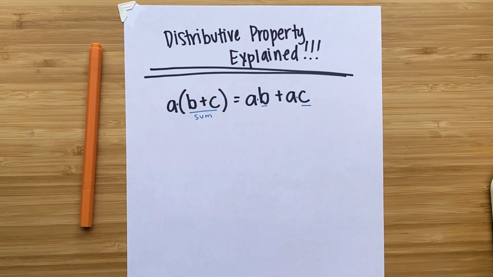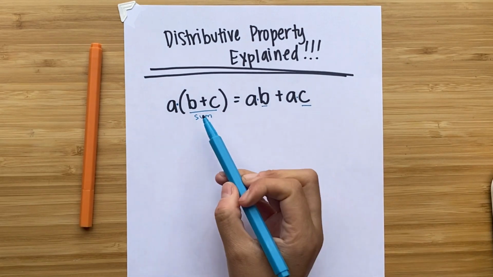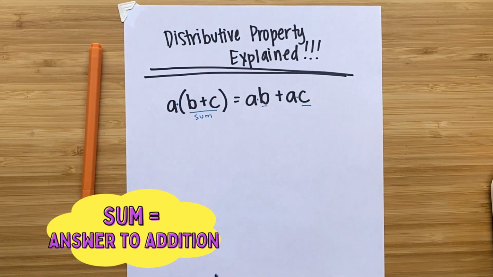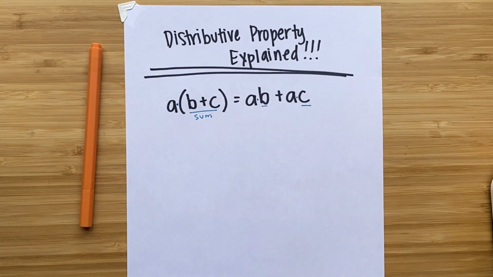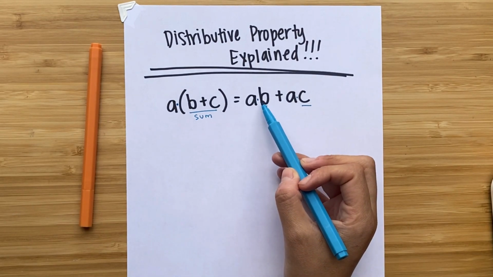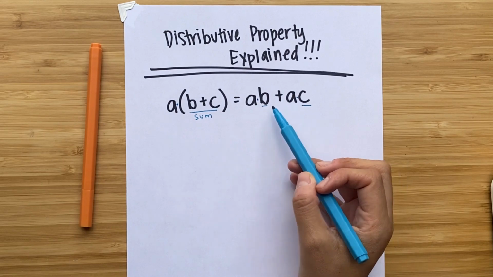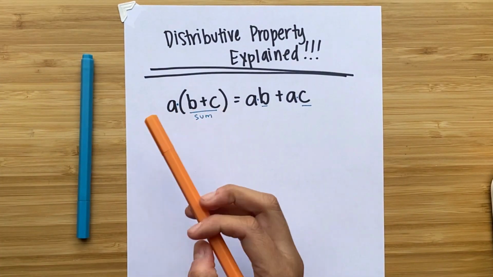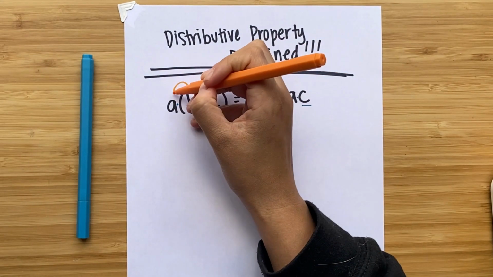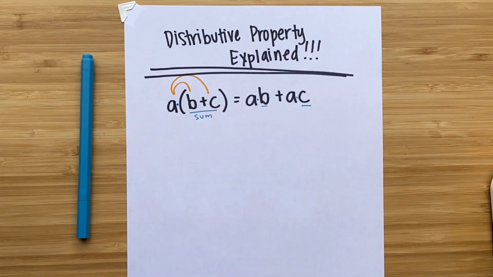So what does the distributive property say? The distributive property says that multiplying the sum of two or more numbers by a number, A, will give you the same result as multiplying each addend individually. So multiply A times B and then A times C and adding them together. Basically, it means that if we see this, we can multiply the number outside the parentheses by each of the numbers inside and rewrite it like this, and it will be the same value.